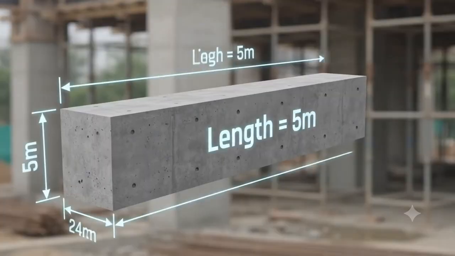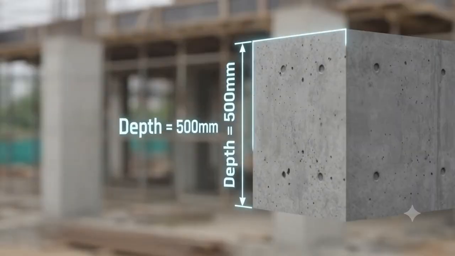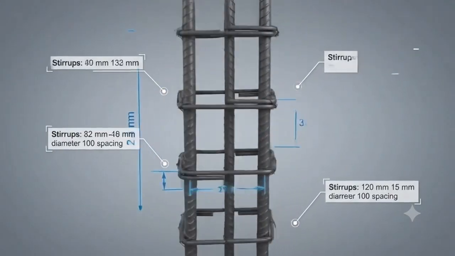Let us take an example of a reinforced concrete beam. Suppose that this beam has a length equal to 5 meters, width equal to 300 millimeters and a depth equal to 500 millimeters. Let's use these details for our calculation. Main reinforcement consists of 4 bars of 16 millimeter diameter. Stirrups are 8 millimeter diameter at 150 millimeter spacing. This ensures structural integrity.